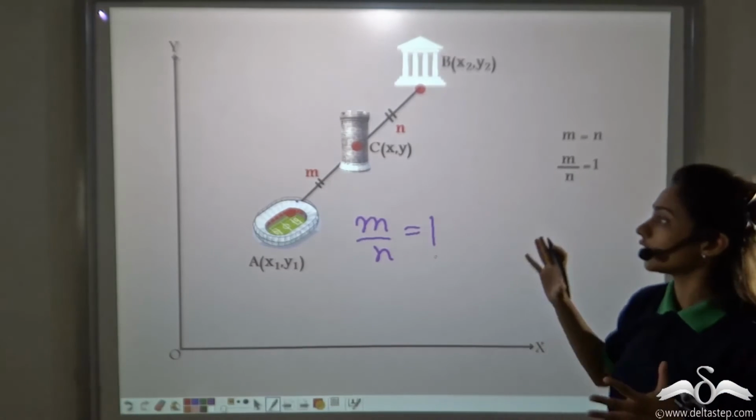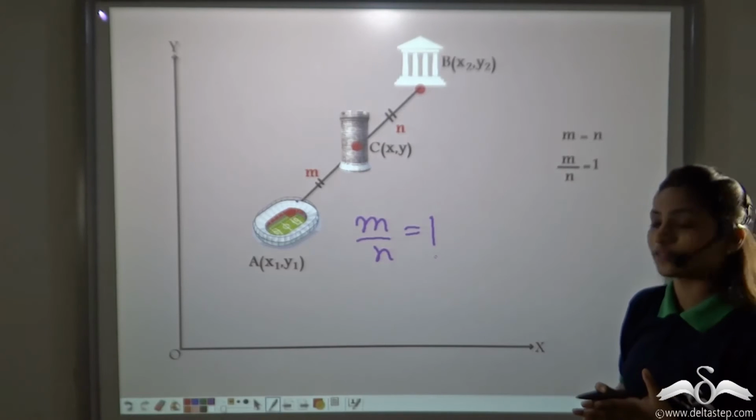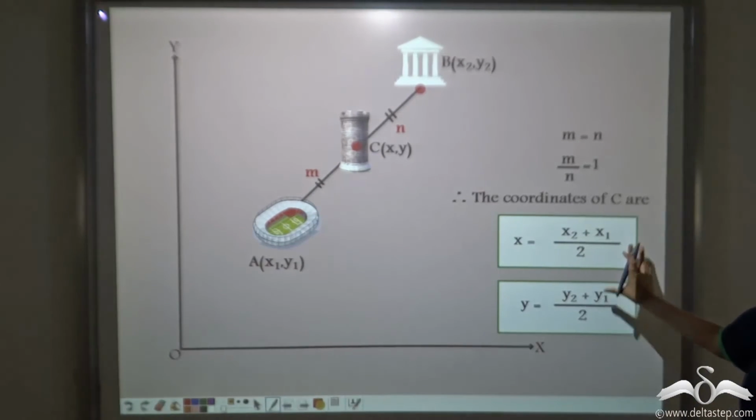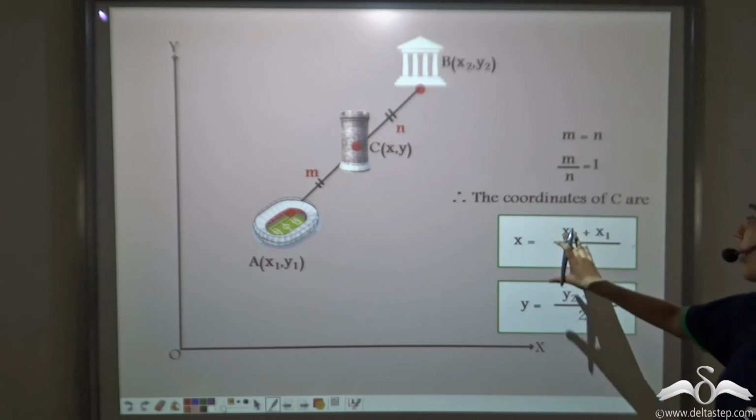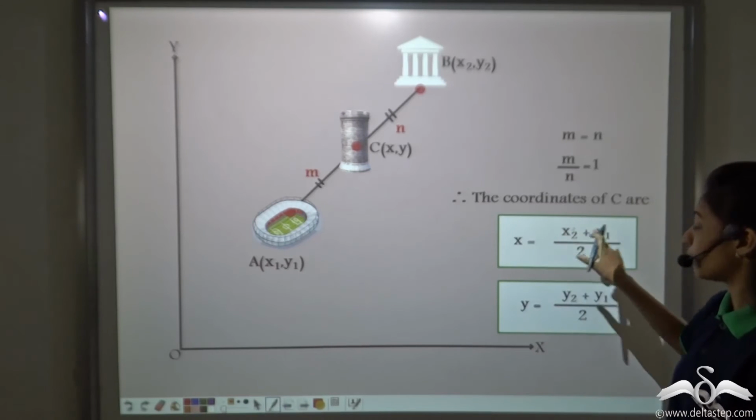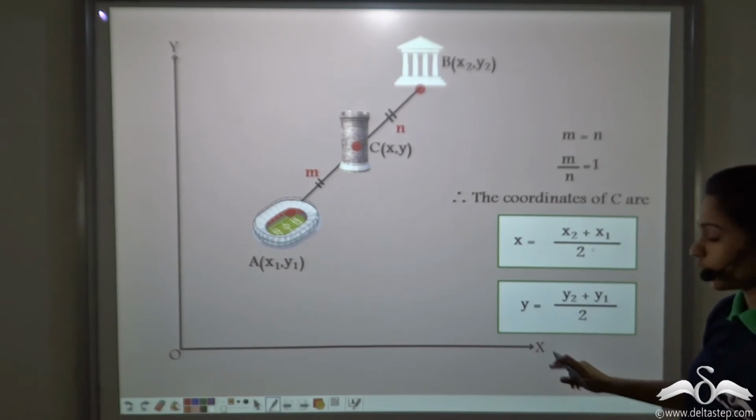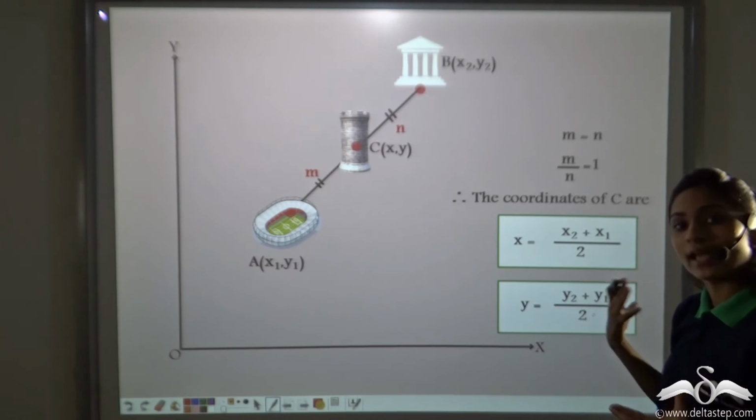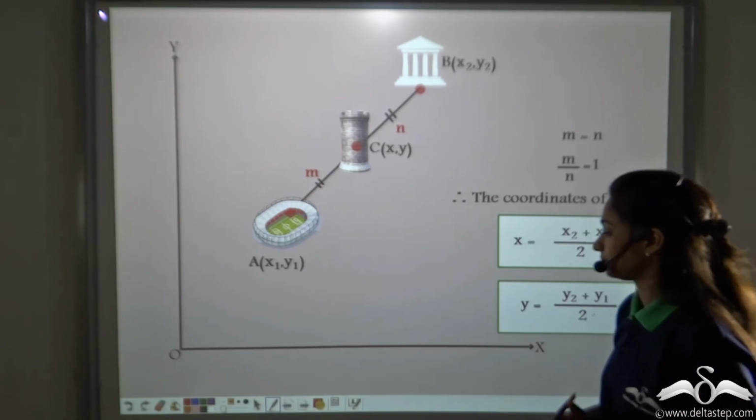Then how do we actually calculate the coordinates of this tower? Well, then we have a more simplified formula where we can get the coordinates of C, where x will be x2 plus x1 by 2 and y will be y2 plus y1 by 2. It is just like taking out the average of two things.